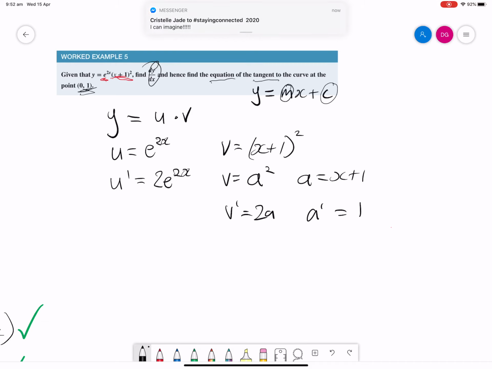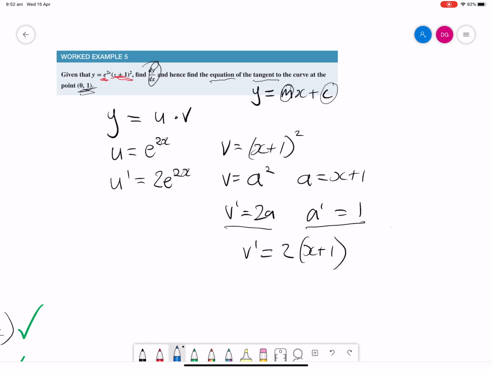Now, we know that when we're using the chain rule, we do this times this, and we're just going to substitute A back in, okay? So 2A times 1 is equal to 2A, okay? So V dash equals 2A, A is equal to x plus 1, so therefore that's my U dash value, okay?